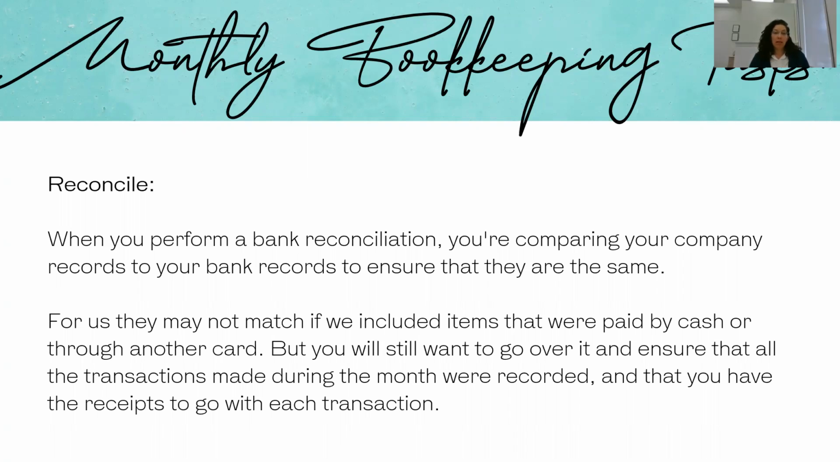We just don't want to miss anything at the end of the month because we don't want to lose expenses that we could be deducting. And that includes the ones that you've paid by cash. If you're keeping the receipts for them, you want to just double check that they're in there as well. So reconciling is basically just making sure that your accounting software matches what has gone in and out of your monthly expenses.